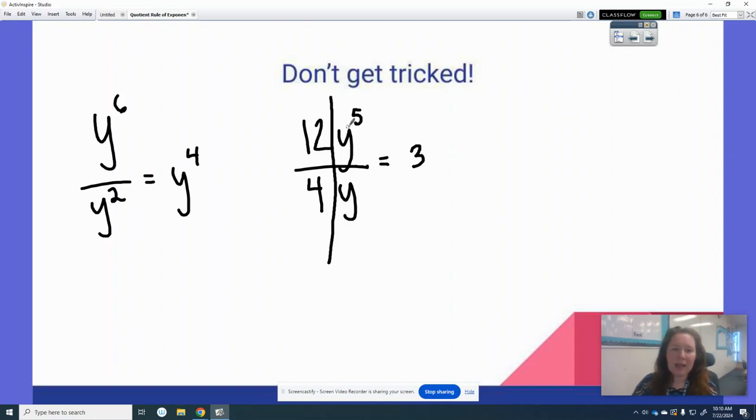Cool. Now we can look at our exponents. y to the 5th divided by y. What's the invisible exponent? It's a 1. So we can use our trick. 5 minus 1 is 4, y to the 4th.